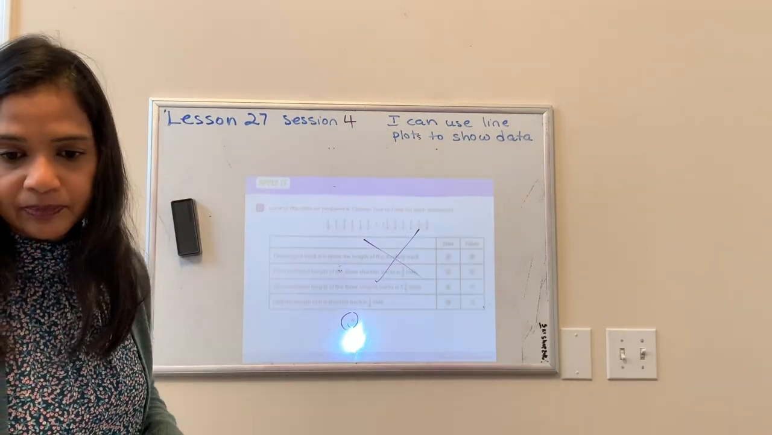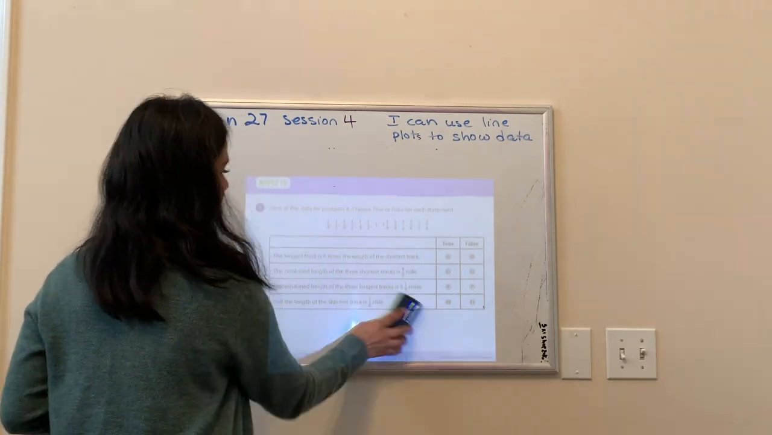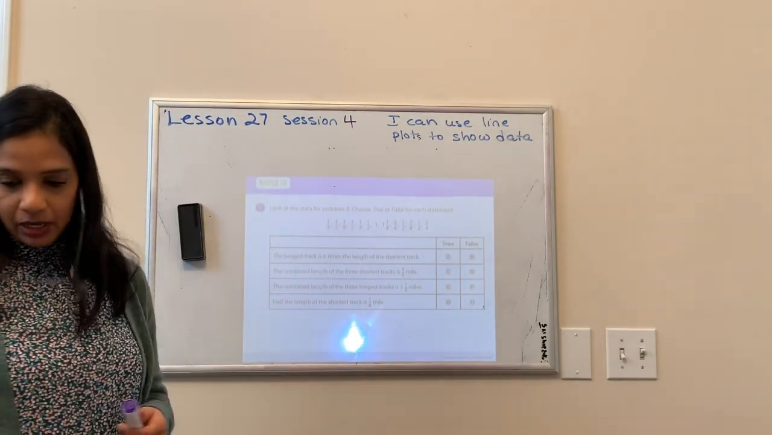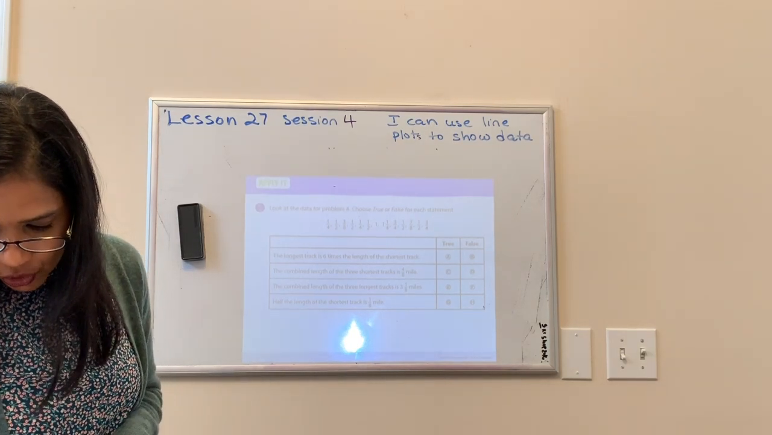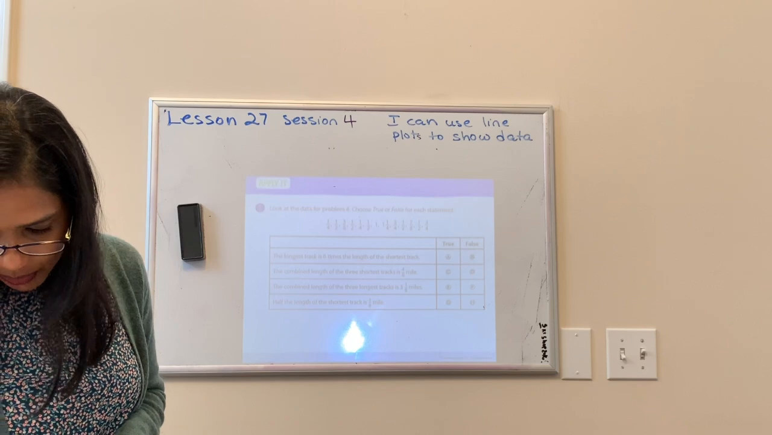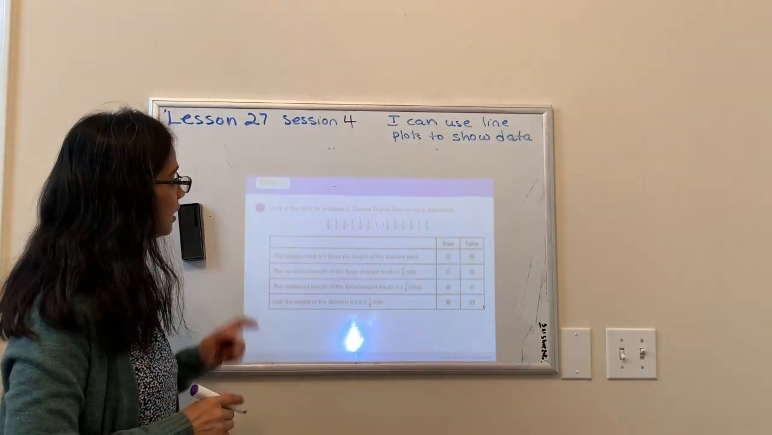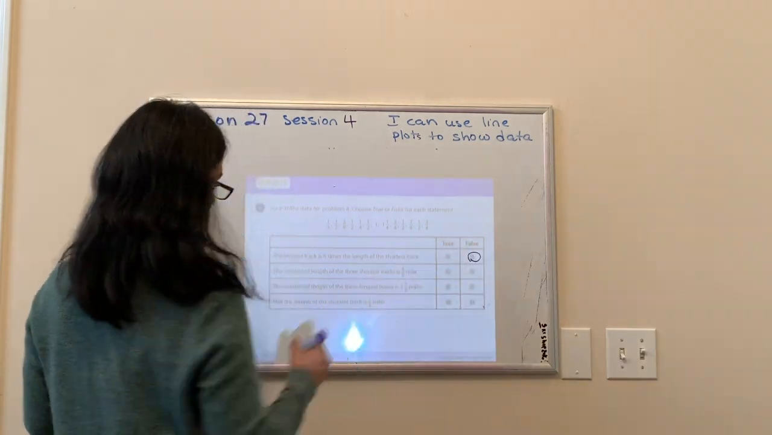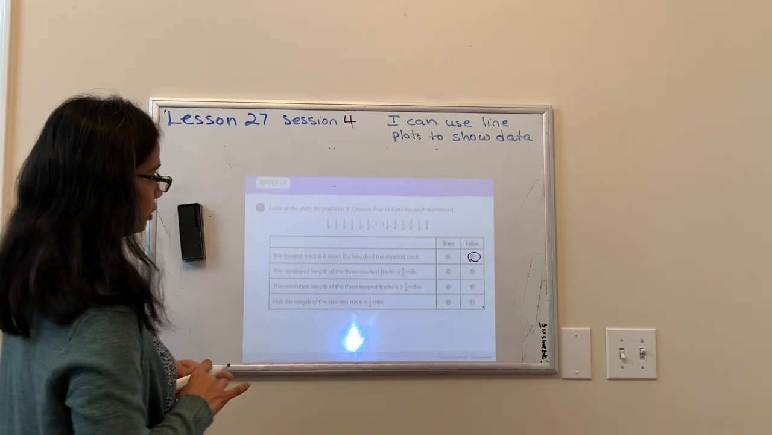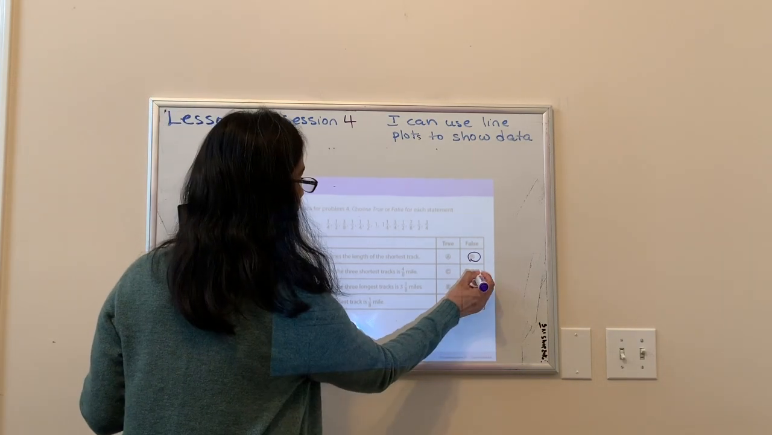All right, let's look at number 5. Okay, so look at the data for problem 4 and choose true or false for each statement. Let's see, the longest track is 6 times the length of the shortest one. False. The combined length of the 3 shortest tracks is 4/8 of a mile. False.